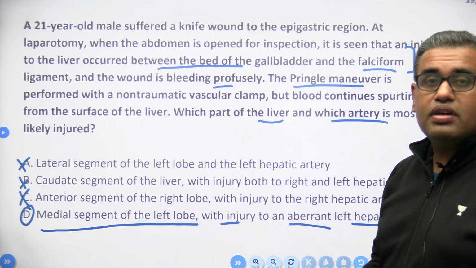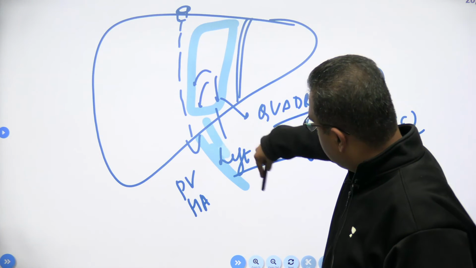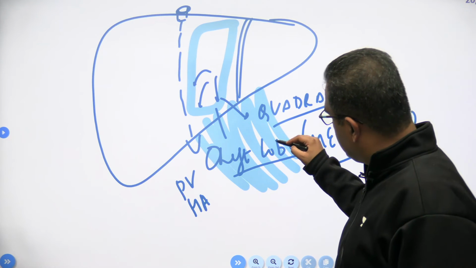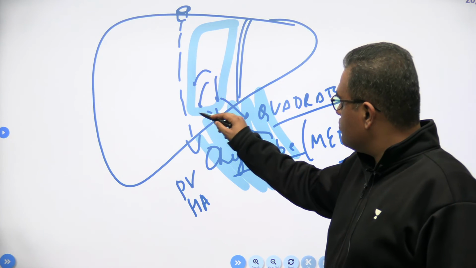Could be the upper part of the lesser omentum, meaning, see, this is the whole lesser omentum. Right? Normally we are doing the Pringle maneuver over here only. Suppose there is an aberrant left hepatic artery coming from here. It is not being used, and that is the one that is causing the bleeding.